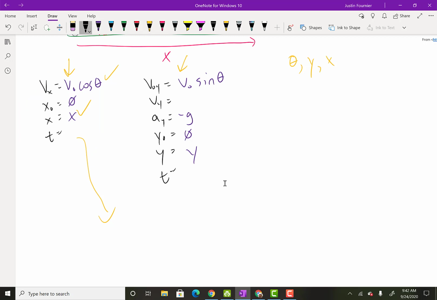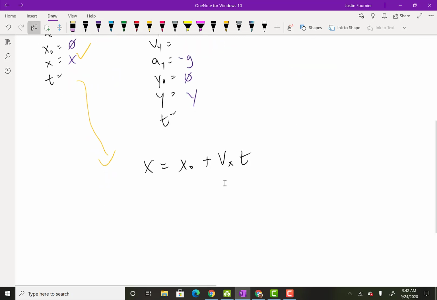So I'll start with the equation x equals x naught plus Vx times t. Then we have x, which we know, is equal to 0 plus V naught cosine theta times t.